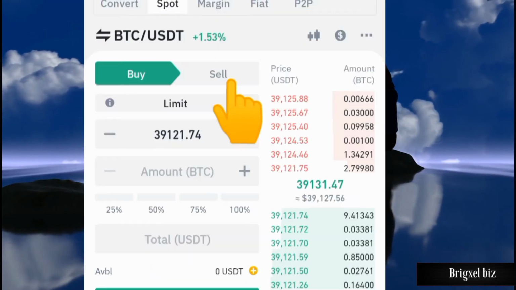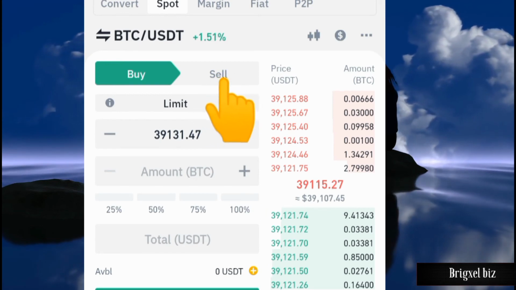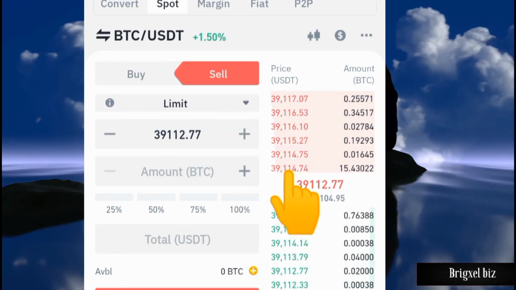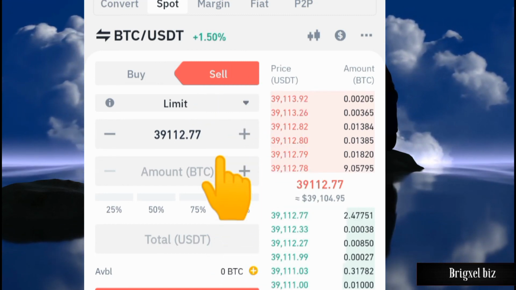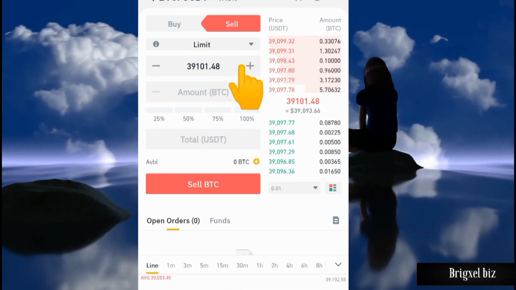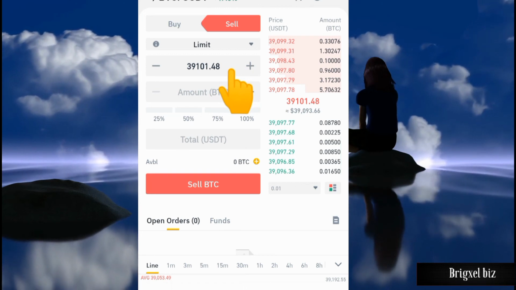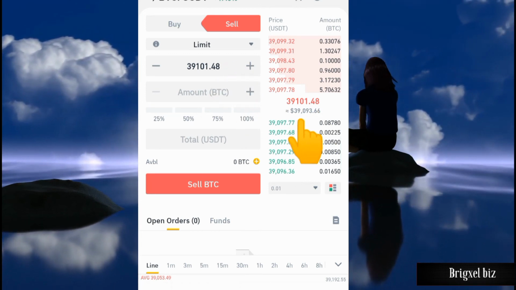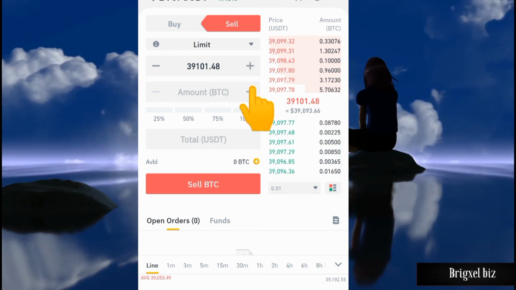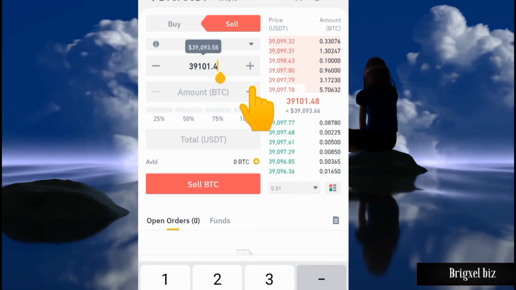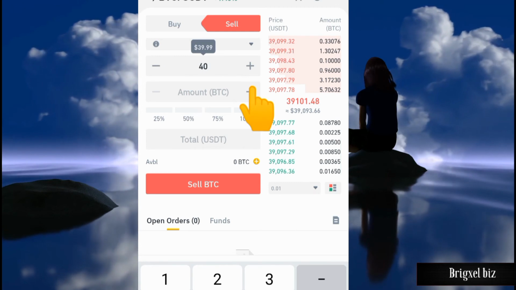So what does this mean? Once we are on the sell tab, the next thing would be to input the price we want to sell. So let's say the price is already at $39,000, and you want to take profit at $40,000. What that means is that you're going to put $40,000 right here. So this is $40,000, that's basically what you're saying.